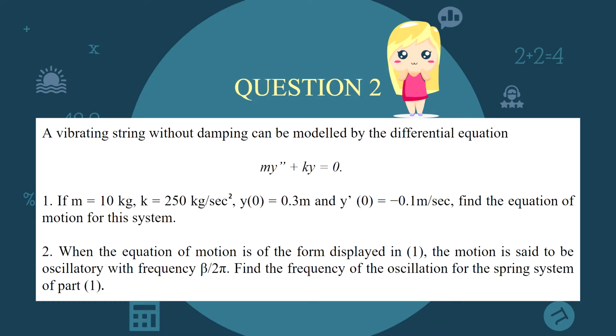Okay, the equation for a vibrating string with damping can be modeled by the differential equation my'' plus ky equals 0. The first equation: m, which is the mass, is equal to 10 kg, the spring constant k is equal to 250 kg per second squared, the initial displacement y(0) is equal to 0.3 meter, and lastly, the initial velocity y'(0) is equal to negative 0.1 meter per second. Find the equation of motion for this system.